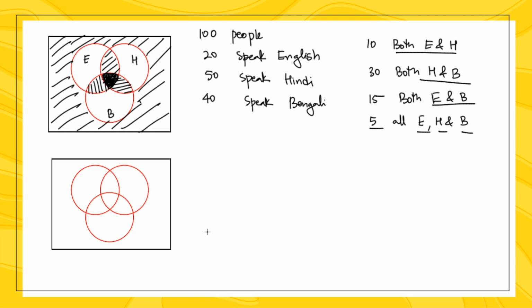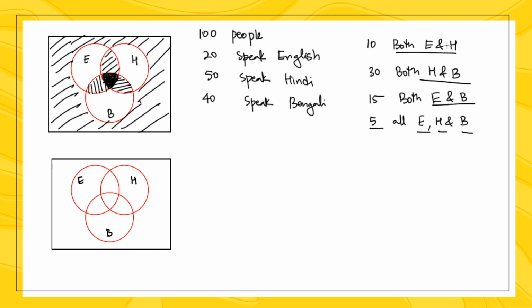Now if I want to mention this in the Venn diagram, I will simply do it like this. The total is 100, so I don't need to mention that. 20 can speak English, so this whole circle contains 20 people. This is for English, this is for Hindi, and this is for Bengali. This whole circle is the 50 people, and this whole circle is the 40 people.